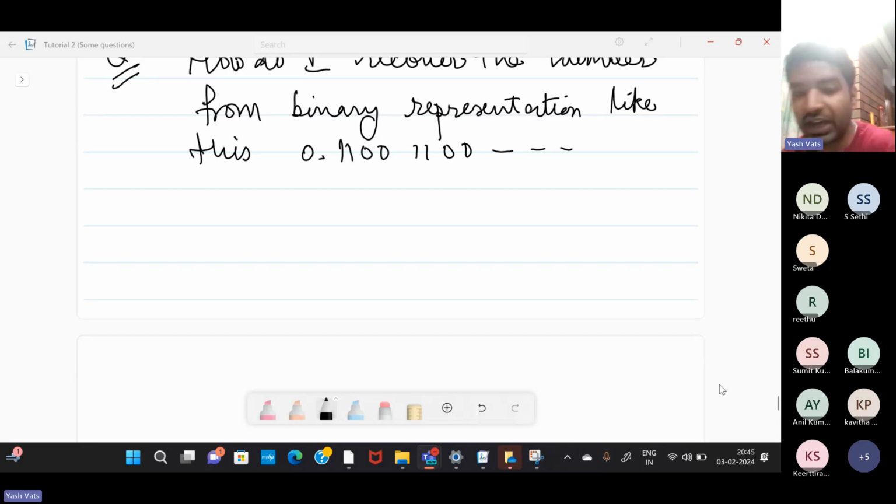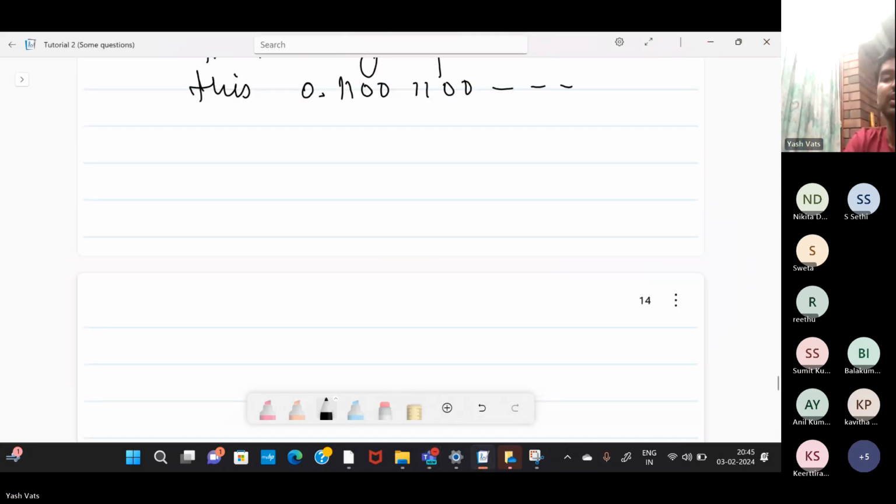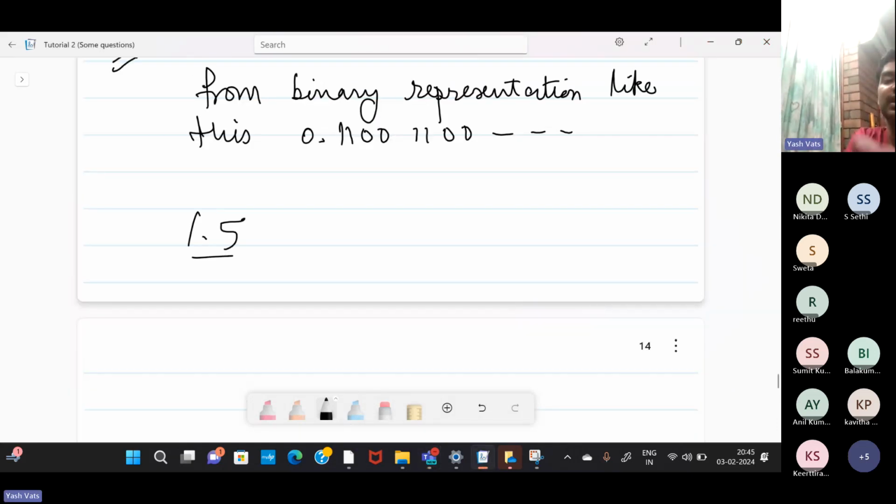Okay, so if I have a number in a different fashion, maybe 1.5 something. So do you know how to find the binary representation of this type of number? 1.5. Anyone?